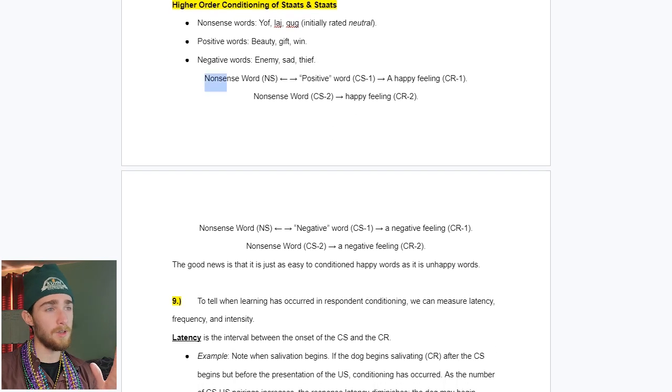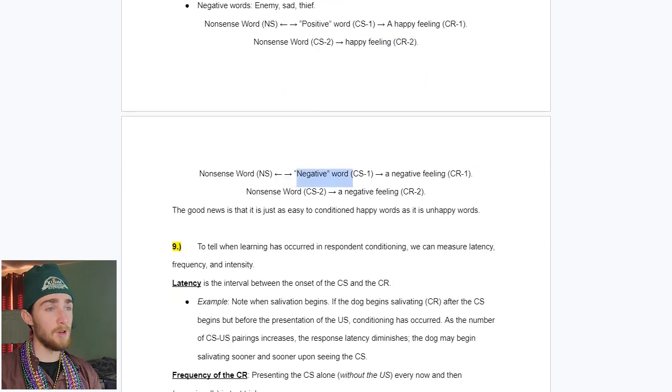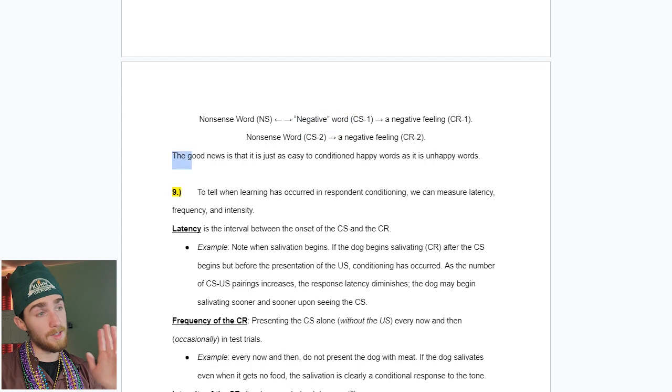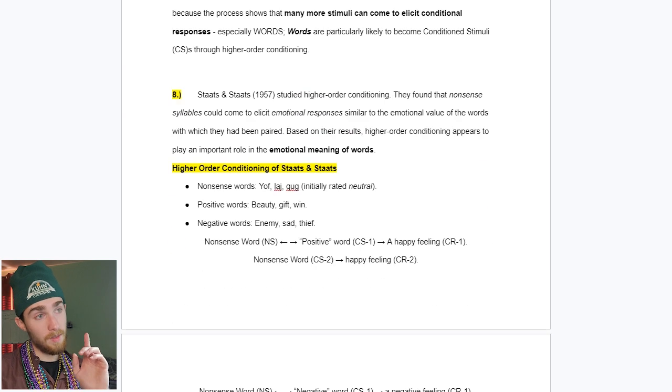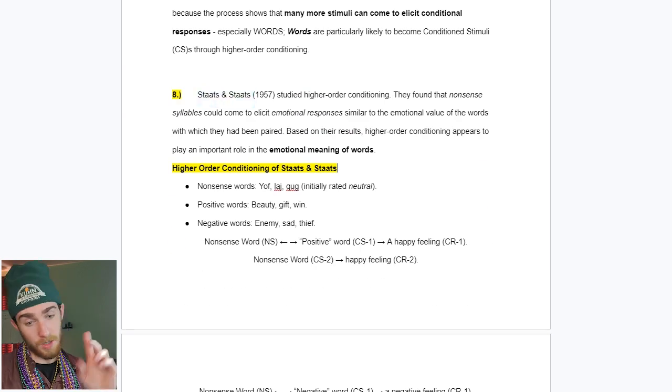And you see it's laid out here. So you have your nonsense word as a neutral stimulus. You pair it with a positive word, and that positive word already elicits a happy feeling. If you do this enough times, then eventually the nonsense word by itself will elicit the happy feeling, and the same goes for negative words. The big takeaway from here, in addition to the fact that words are really higher order conditioning at work, is that Staats and Staats found that we can condition happy words just as easily as we can unhappy words. So that's Staats and Staats. They're the nonsense syllable people. They applied higher order conditioning to words.